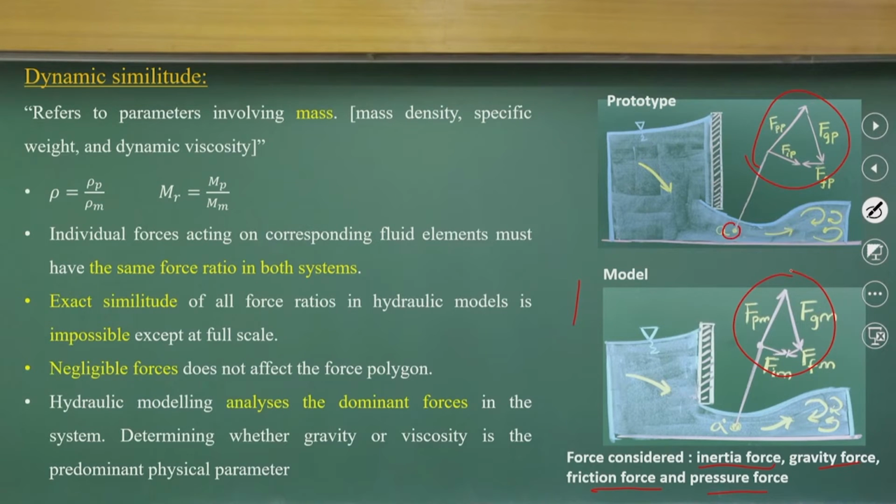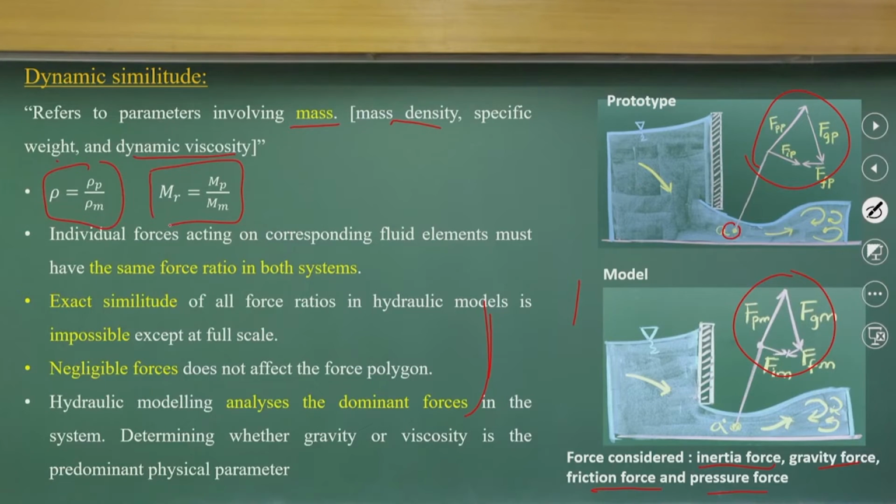The conditions involve mass, that is, mass density, specific weight, and dynamic viscosity, when we try to have the ratio between the model and prototype. So that is the ratio of the densities and these mass ratios.